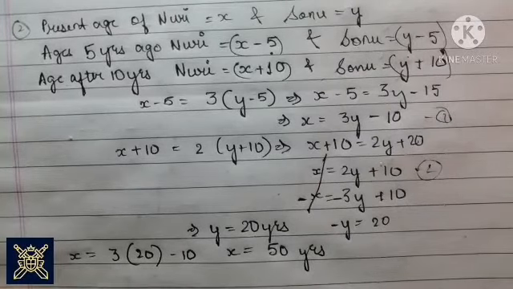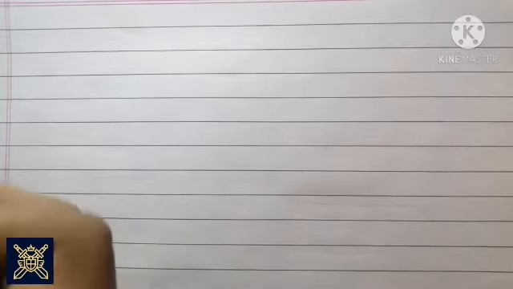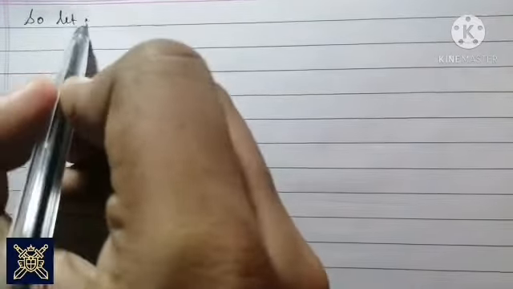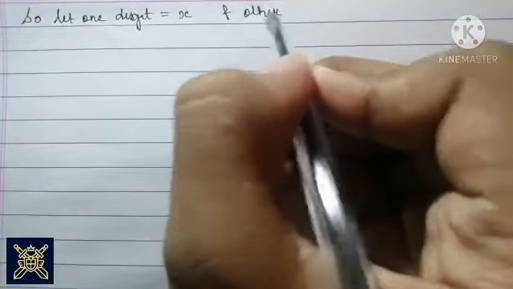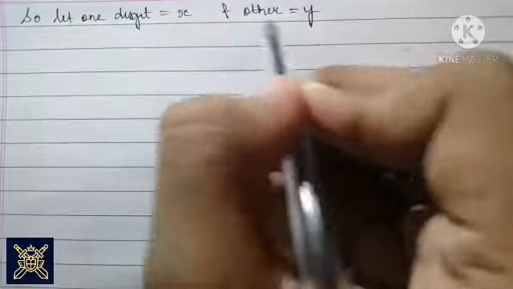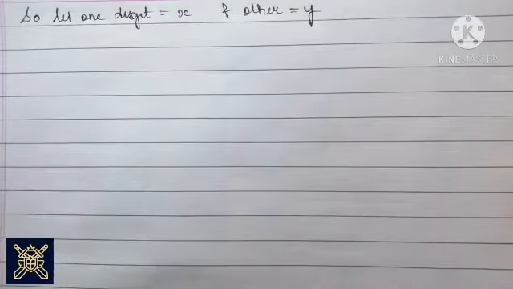So let's do the third part also. In the third part, the question is that the sum of the digits of a 2-digit number is 9. Also, 9 times this number is twice the number obtained by reversing the order of digits. Find the number. In this question also, we will assume the 2 digits as variables. So let one digit equal x and the other equal y.